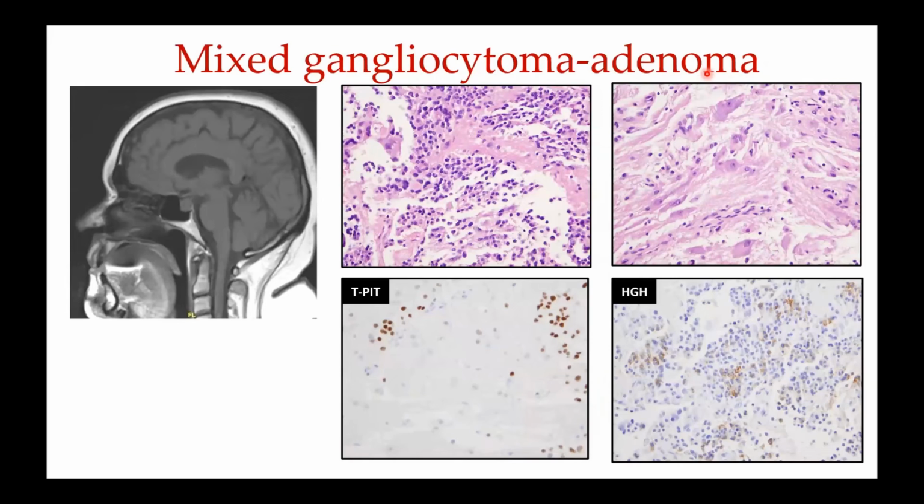Another pretty unusual morphology is this mixed gangliocytoma adenoma. In this case, one can see pituitary adenoma, but also the presence of gangliocytoma cells, which can either be present around the monomorphic cells or in more differentiated neuroglial tissue. Here again, the lineage transcription factors are helpful. TPIT staining was identified in this, and actually this should be listed as PIT1 staining was identified here, and HGH staining was also seen.